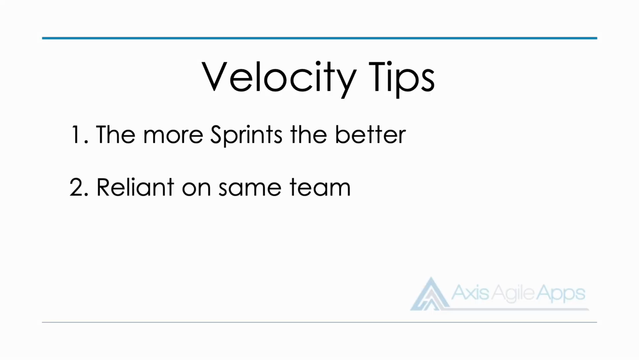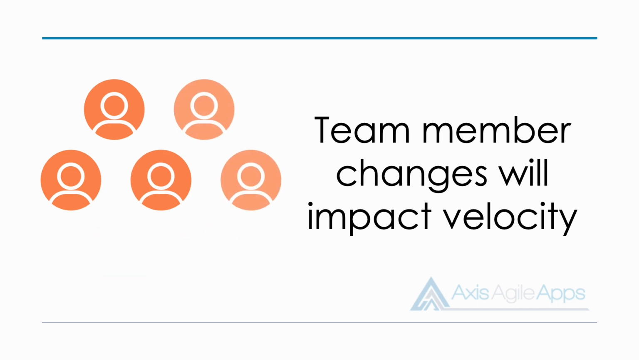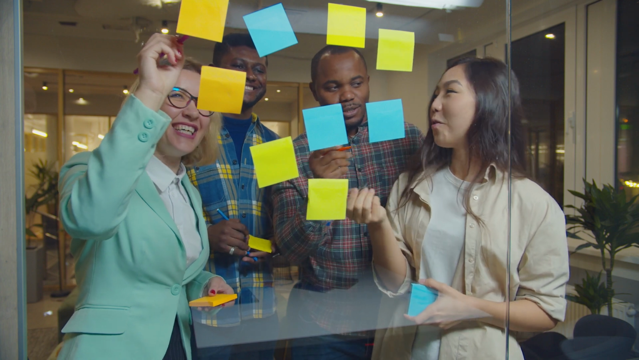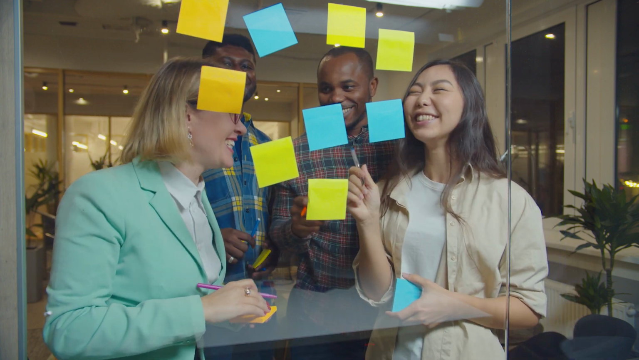Secondly, velocity relies on a couple of variables being consistent. And the first is the team. If your team is constantly changing, then your velocity will change as well. So what do I mean by change? Well, if each and every sprint you've got new team members, okay, of course they're going to deliver a different number of points. So you want to keep your team the same, keep them stable. Ideally, you keep the team consistent each and every sprint.